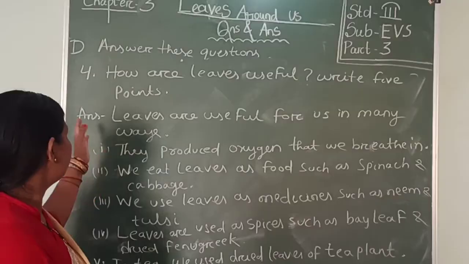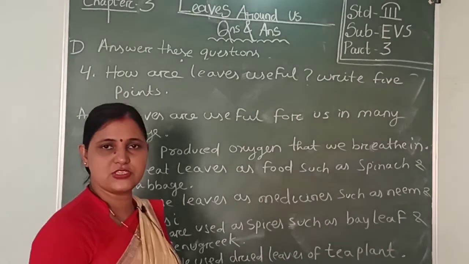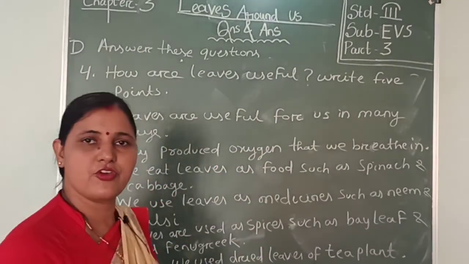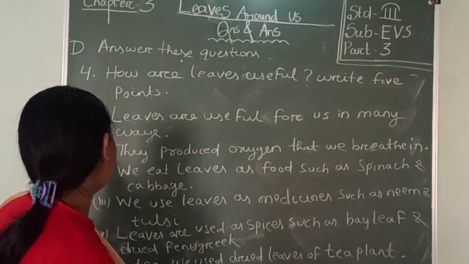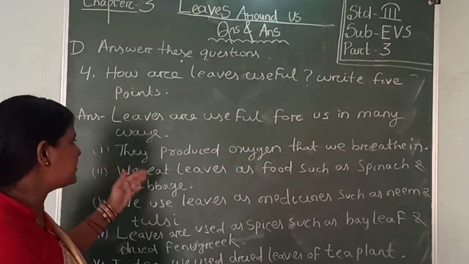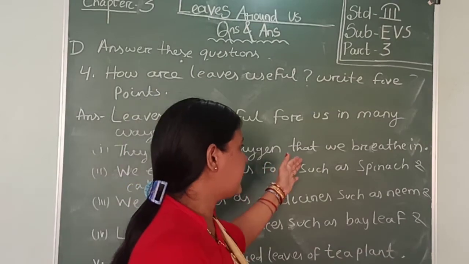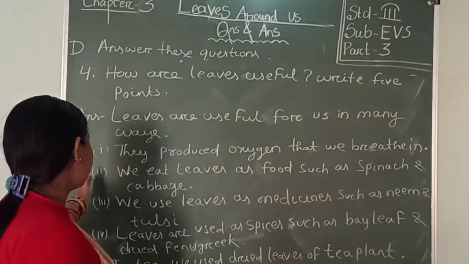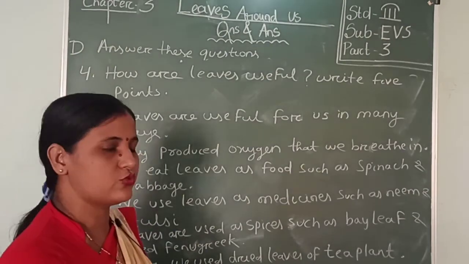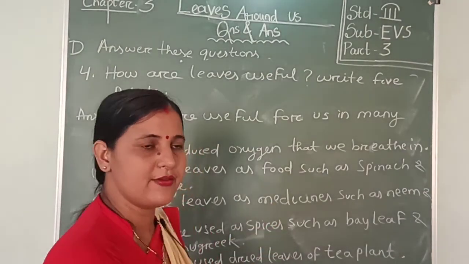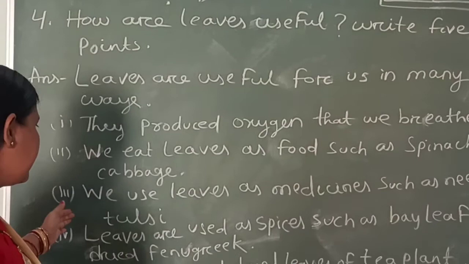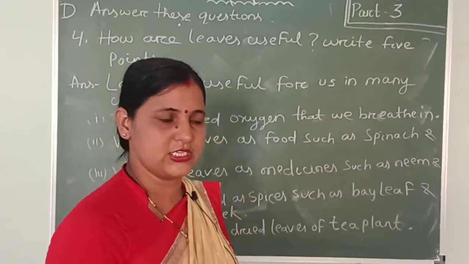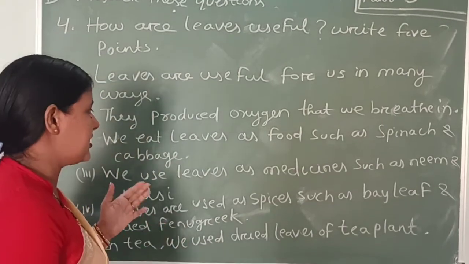Okay. Your question number 4 is, how are leaves useful? And write 5 points. Leaves are useful for us in many ways. Number 1 point is they produce oxygen that we breathe in. The second point is we eat leaves as food, such as spinach and cabbage. Then number 3, we use leaves as medicine, such as neem and tulsi.